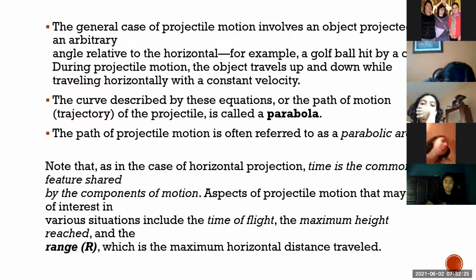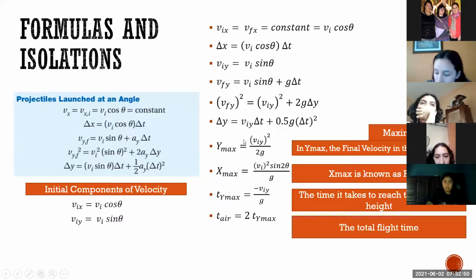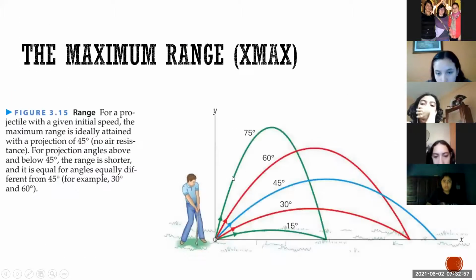Now, in the case of horizontal projection, time is the common feature shared by the components of motion. Now, here, we're going to be using the range R. The range R is just another way to say the maximum horizontal distance. When I say the maximum horizontal distance, remember from the formulas that I gave you, it is the X max. X max is known as range or maximum horizontal distance.